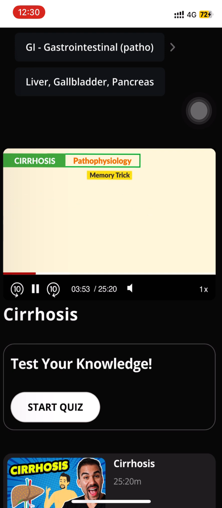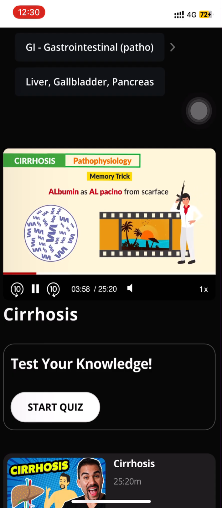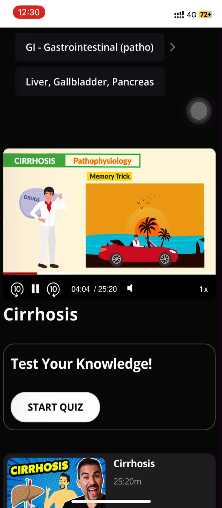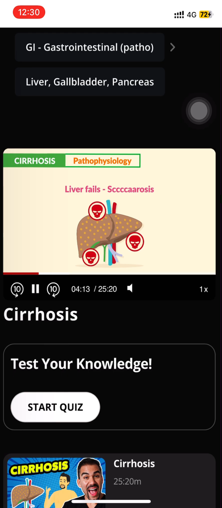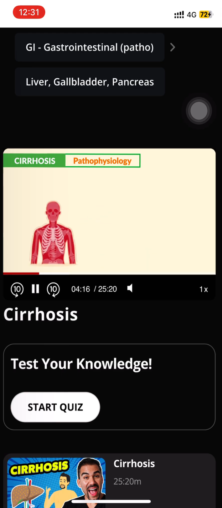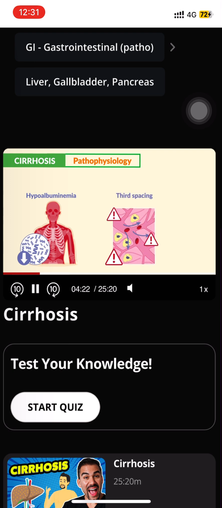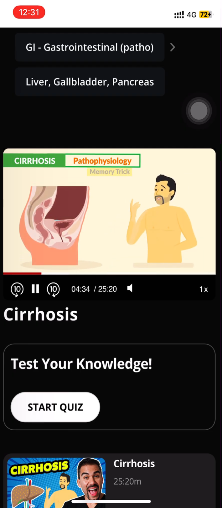Now, another memory trick that I personally used during nursing school is to think of albumin as Al Pacino from that movie Scarface for scarosis. Now, Scarface is an old movie from the 80s about a drug lord who transports drugs, and he's near Miami, basically near the water, to help you remind me of water. So just think here, when the liver fails in scarosis, the body can't produce albumin, so we get hypoalbuminemia. So drugs don't get transported properly, and water builds up inside the body because albumin isn't there to attract the water. And this causes edema and third spacing, like ascites, where the abdomen is filled with fluid.